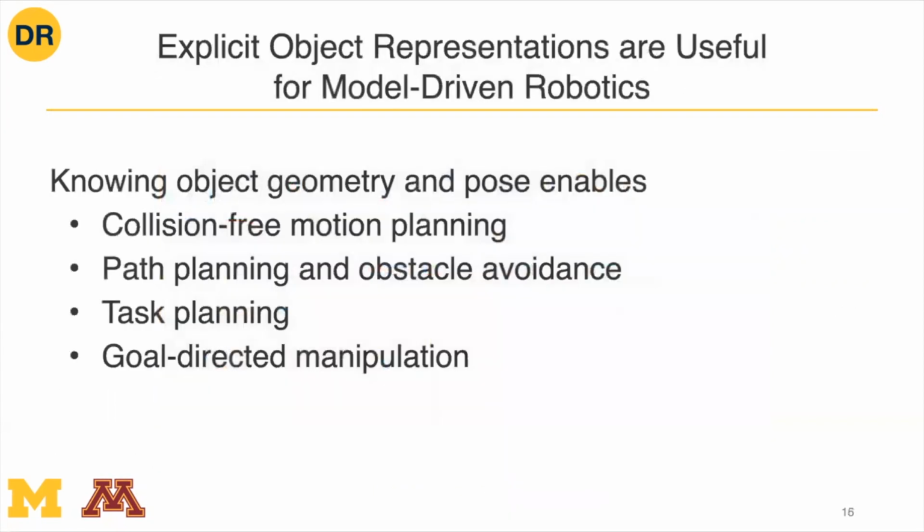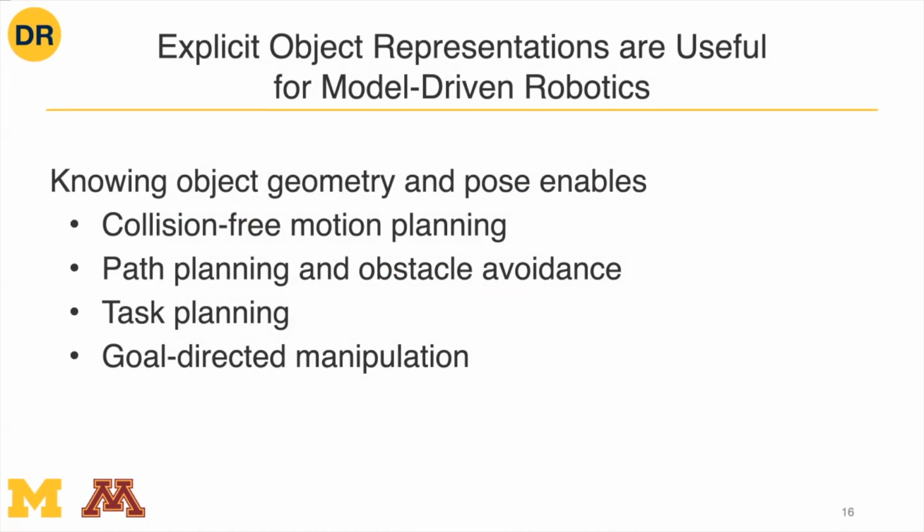Okay, so given this setup now for how we have our rigid body objects and we can compose scenes as a collection of rigid body objects, why might this be useful? Why is it useful to have some explicit representation for an object geometry and the pose? Well, for model-driven robotics, having a notion of an explicit representation is extremely useful.